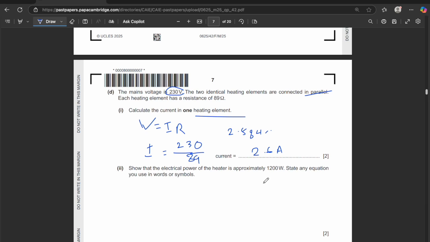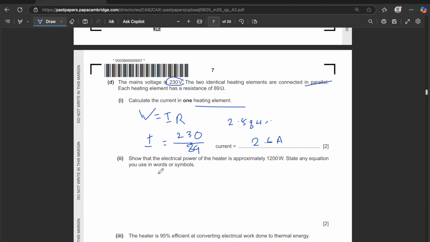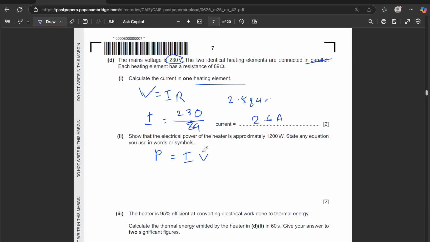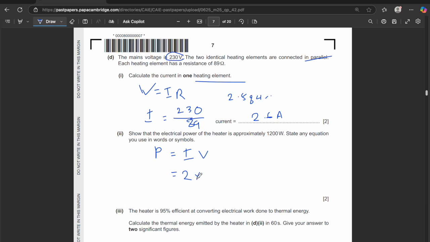2. To show that the electrical power of the heater is approximately 1200 watts, state any equation you use in words or symbols. Power is equal to current into voltage, and this heater has two heating elements, so we multiply that by 2. I is 2.6, V is 230, and 2 into 2.6 into 230 is about 1196 watts, which is approximately equal to 1200 watts.